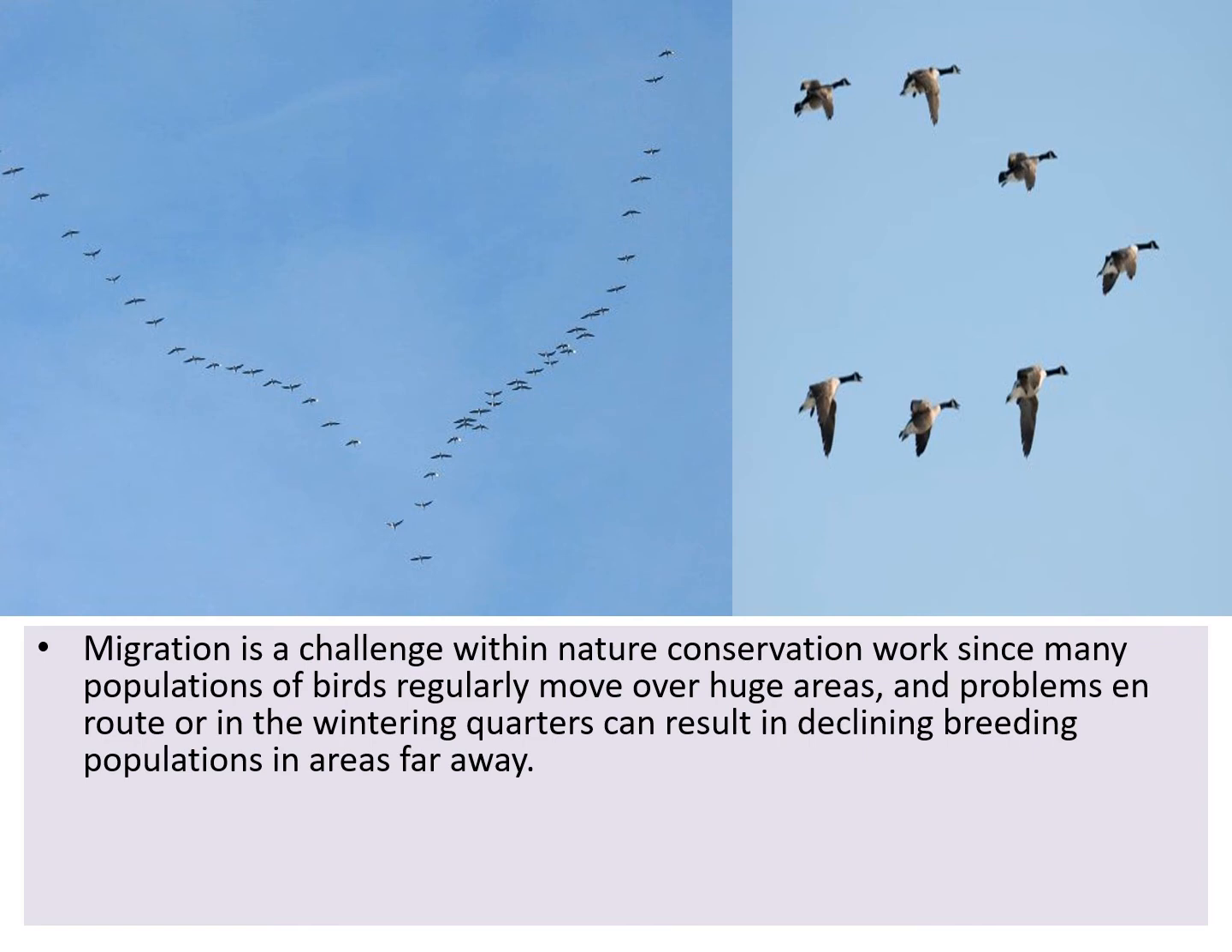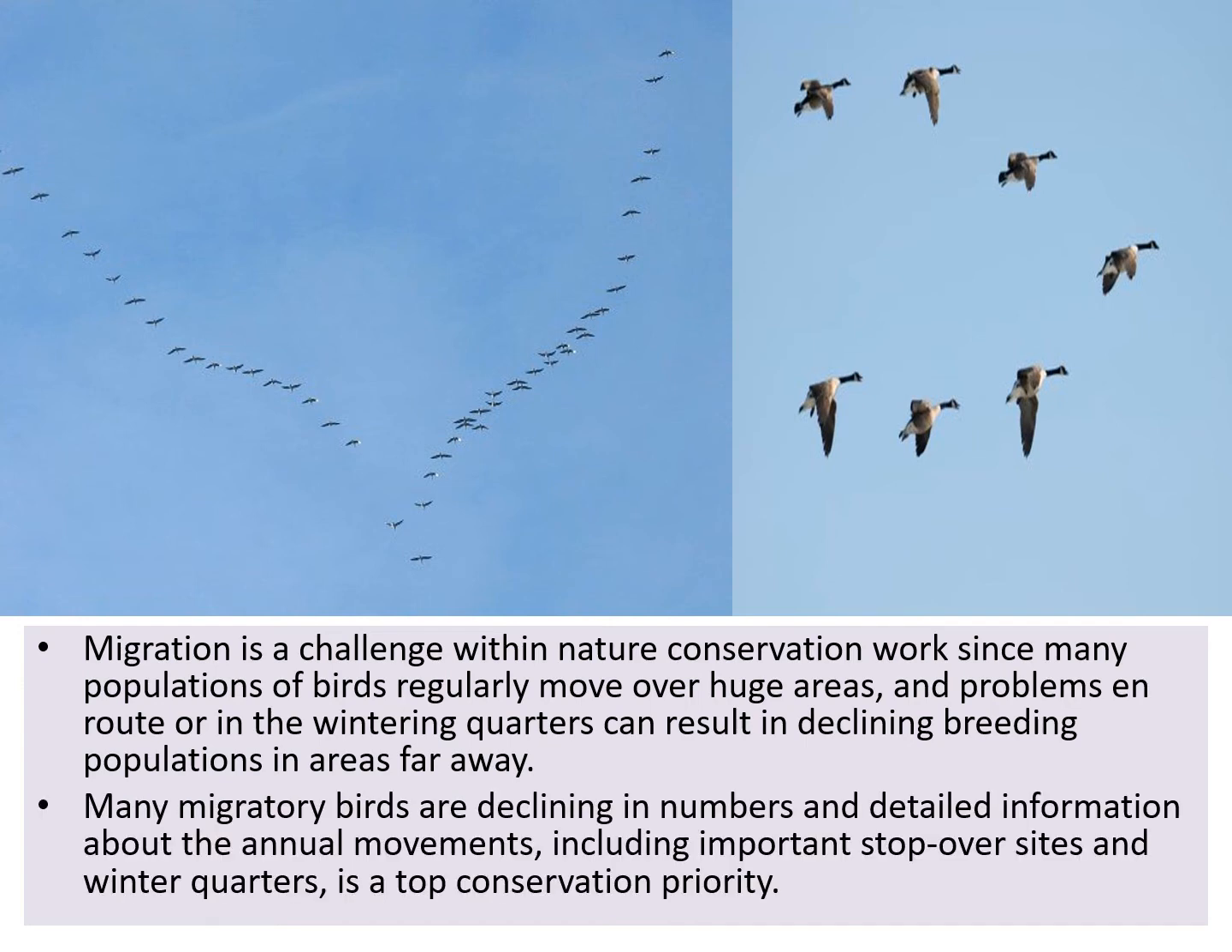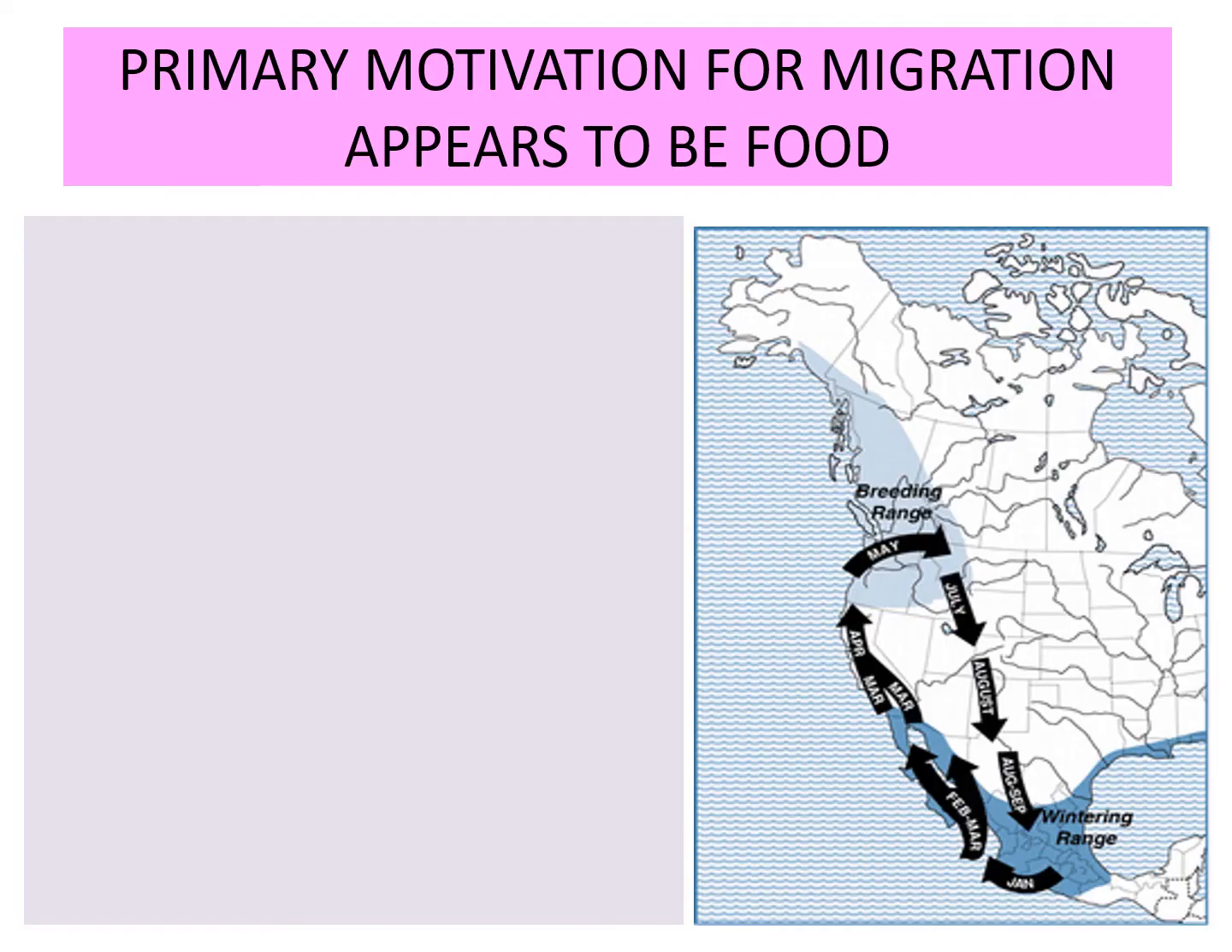Now, this is how the symmetry is maintained during the migration. As you all know, migration is a challenge within nature conservation work since many populations of birds regularly move over huge areas, and problems en route or in the wintering quarters can result in declining breeding populations in areas far away. Many migratory birds are declining in number, and detailed information about the annual movement, including important stopover sites and winter quarters, is a top conservation priority.